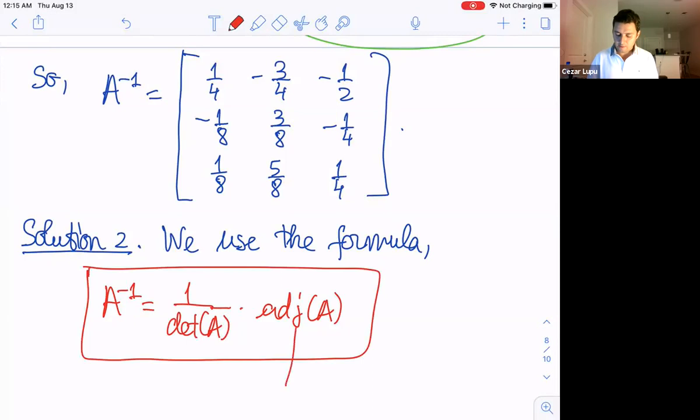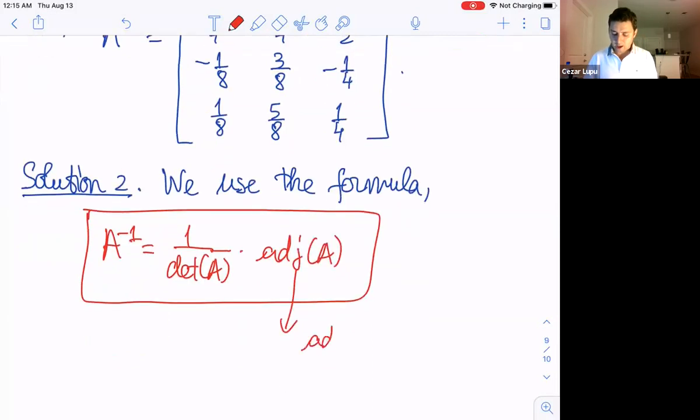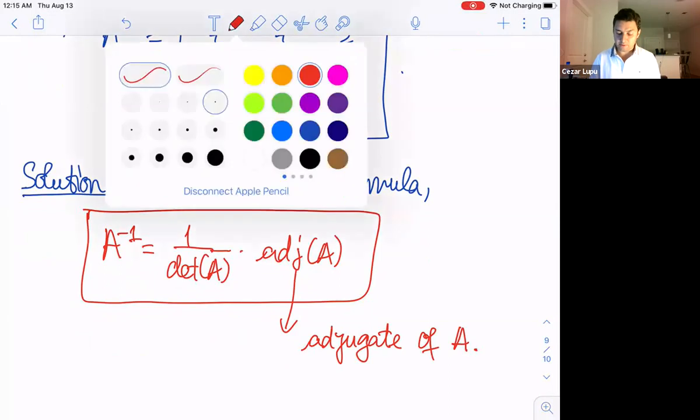And this here is nothing else than the adjugate of the matrix A. You will see what the adjugate is because we will compute it. It's nothing else than just the cofactor matrix transpose. Okay, there are going to be a lot of computations here. First off, we need to compute the determinant.